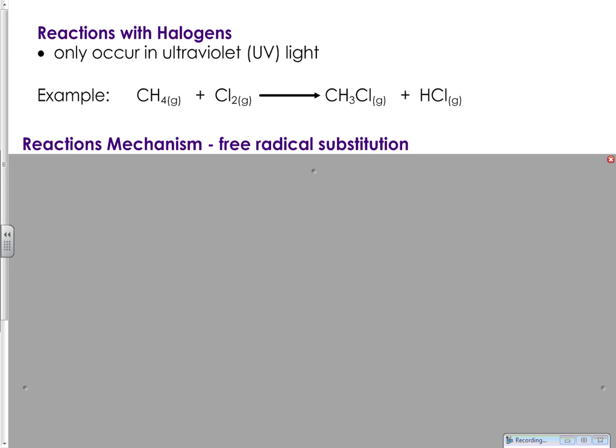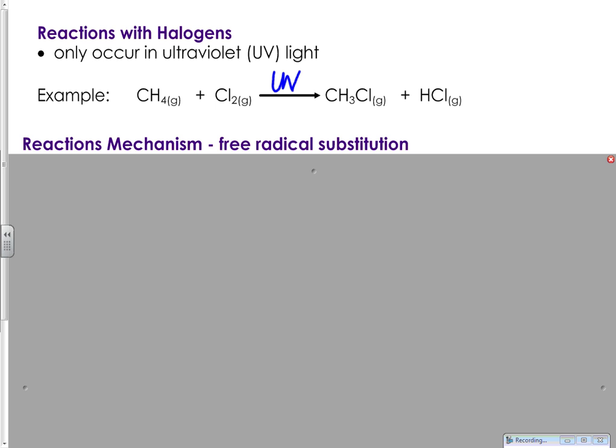And if it's got UV light present, which a lot of times will be indicated by writing it right over the arrow, then what you can get to happen is a chlorine can take the place of one of the hydrogens, and so you get CH3Cl, and then that H that got kicked out will bond up with the other chlorine, so the other product is HCl. Now, there's a mechanism by which this occurs, and it's called free radical substitution.